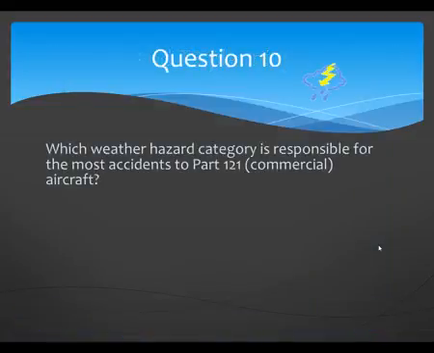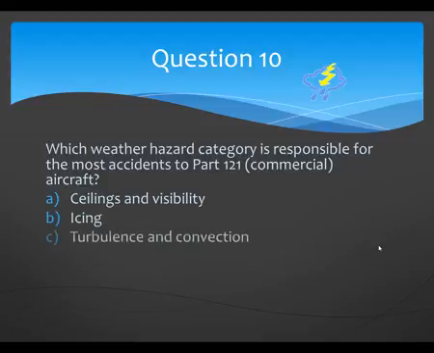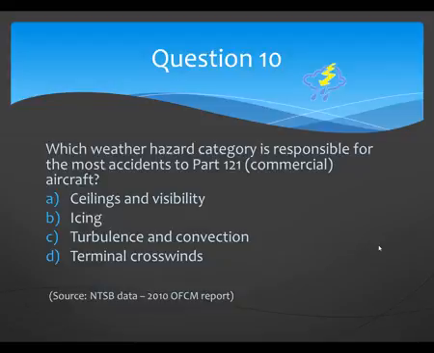So question 10. Which weather hazard category is responsible for the most accidents to Part 121 commercial aircraft? Is it ceilings and visibilities, icing, turbulence and convection, or terminal crosswinds? And since this is a thunderstorm module, you probably should say C.